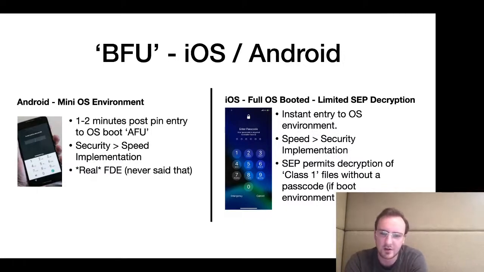Whereas on the iOS side, the device will fully boot, and it will limit the decryption to files at class 1. So we have an instant entry into the OS environment, a couple of seconds, less than that. Speed over security again. When the device boots, Zpec will permit decryption of class 1, and it's important to note that this is only if the boot environment is trusted. So those device-specific keys, or device-specific identifiers which I mentioned earlier, have to match for Zpec to accept them and then permit decryption of class 1.